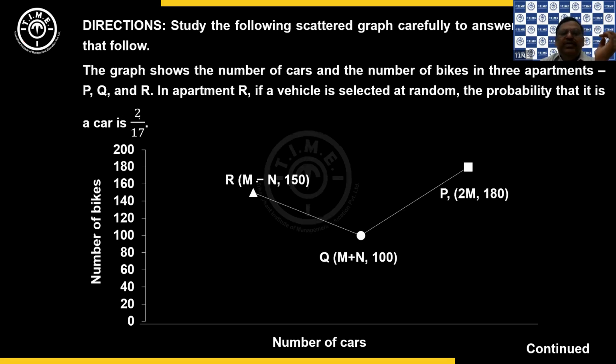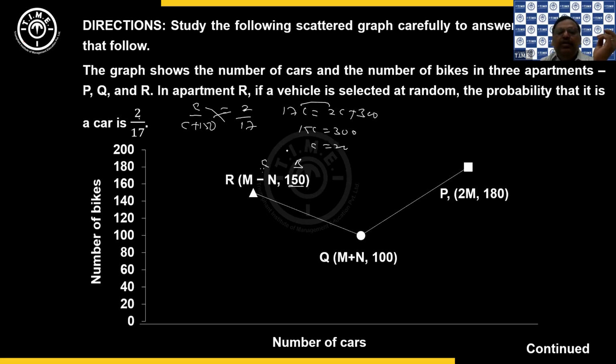Friends, if I say this is cars and this is bikes, suppose cars is C. So cars plus bikes means C plus 150, which is equal to 2 by 17. I told you the logical way. Now the equation is 17C = 2C + 2 into 150, 300. So 15C is 300, or C is 20. So the number of cars is 20. In other words, M minus N value is 20. Keep that. It will be useful later on in one of the questions.